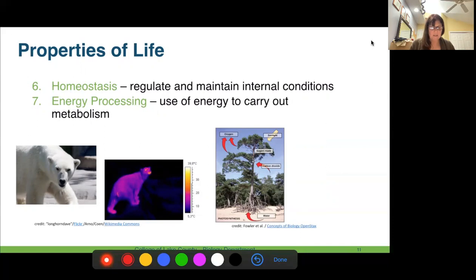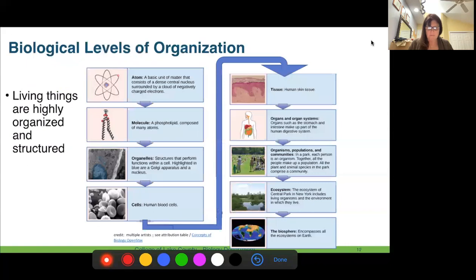And we can see here we got the polar bear, and then when we have our infrared here, you can see that it's giving off heat. We know that certain animals are warm-blooded, right? We have a body temperature, and so we give off heat. And then we like to organize everything. So everything likes to be organized.